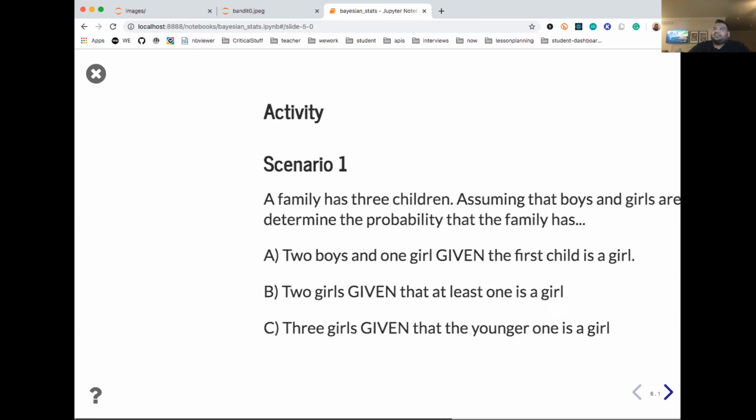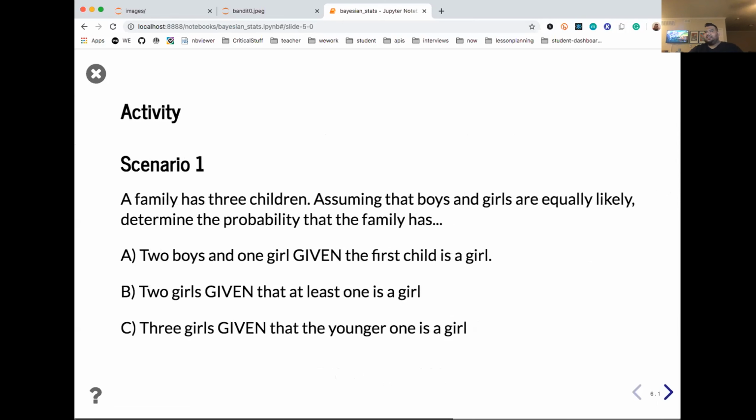Which brings us to the activity. So here's your first scenario. A family has 3 children. Assuming that boys and girls are equally likely, determine the probability that the family has 2 boys and 1 girl, given the first child is a girl; 2 girls, given that at least 1 child is a girl; and 3 girls, given that the younger child is a girl.